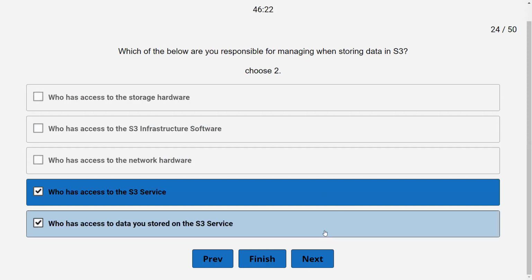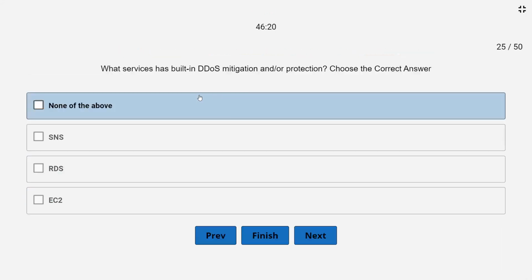All right, we'll move on. What services has built-in DDoS mitigation or protection? Choose the correct answer. Choose the best answer.